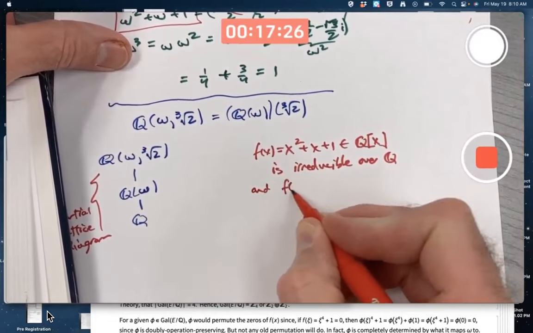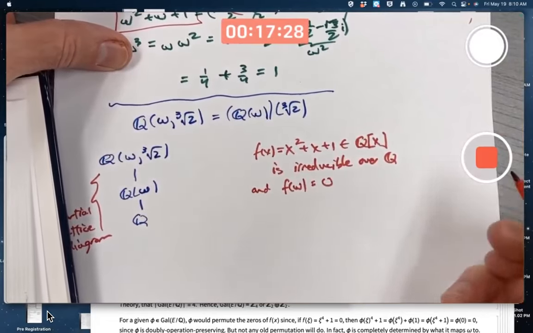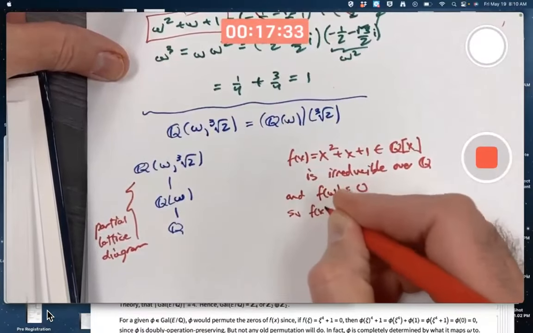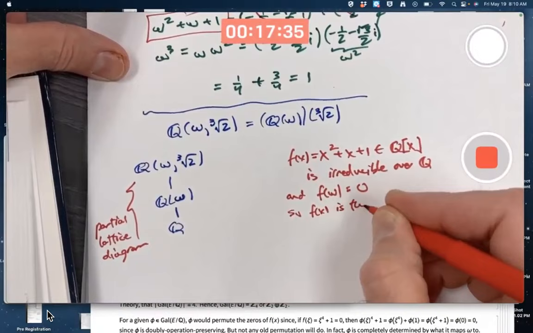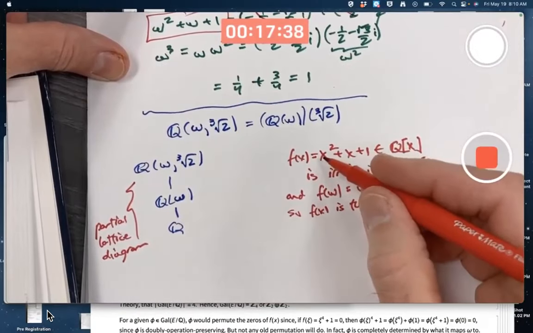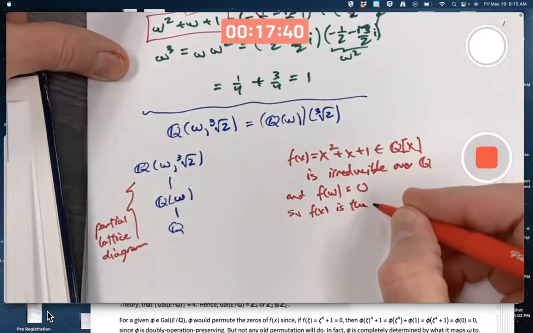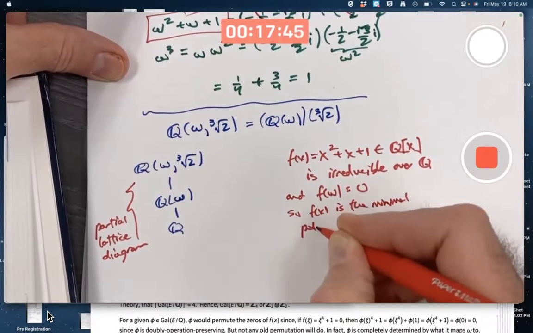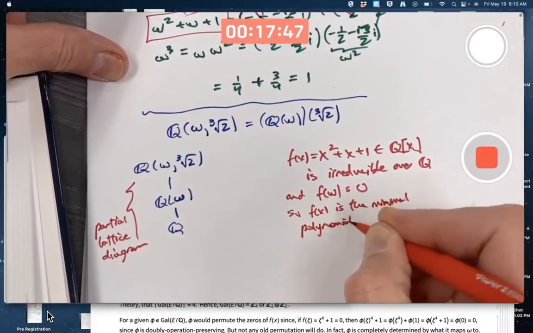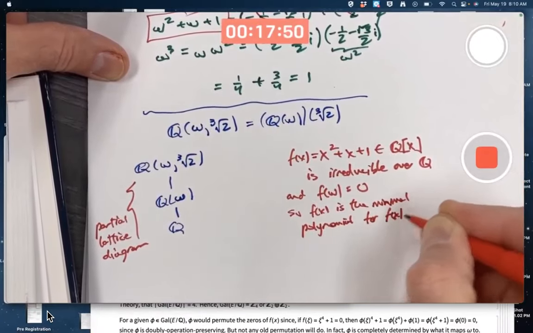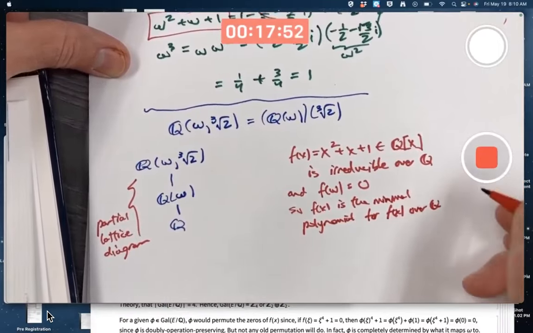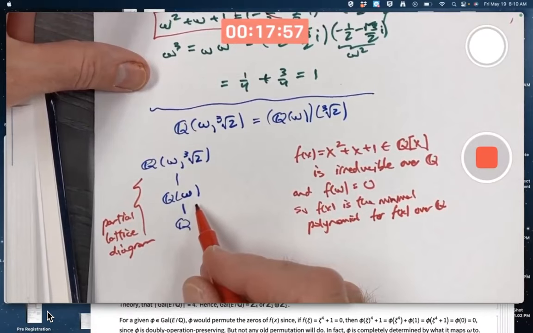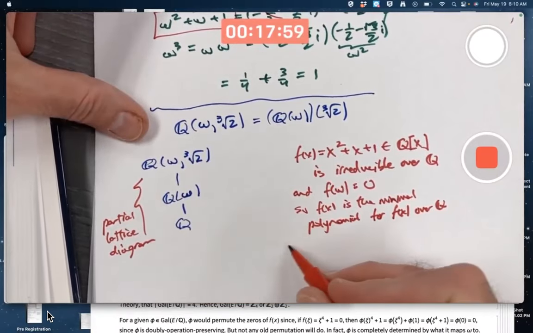And we know f(omega) is 0. We already know that. So f(x), since it's also what's called monic, meaning the coefficient of x squared is 1, is what's called the minimal polynomial for omega over Q. And in fact, Q(omega) is going to be the splitting field for this polynomial over Q.